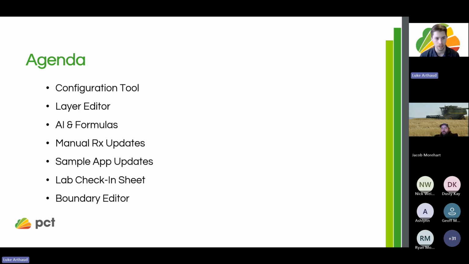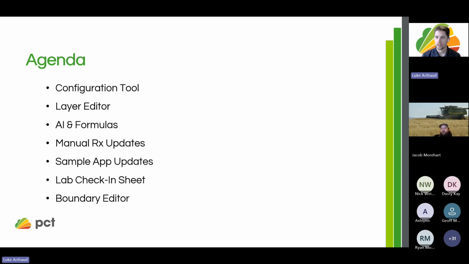The first one will be the configuration tool. The layer editor, we'll be looking a little bit at how to use AI and ChatGPT in formula creation and editing. We've had some manual RX updates that we'll take a look at as well. And then Jacob's going to walk us through some updates to the sampling process, both in the app and with the lab check-in sheet. And then also some coming updates to the boundary editor.